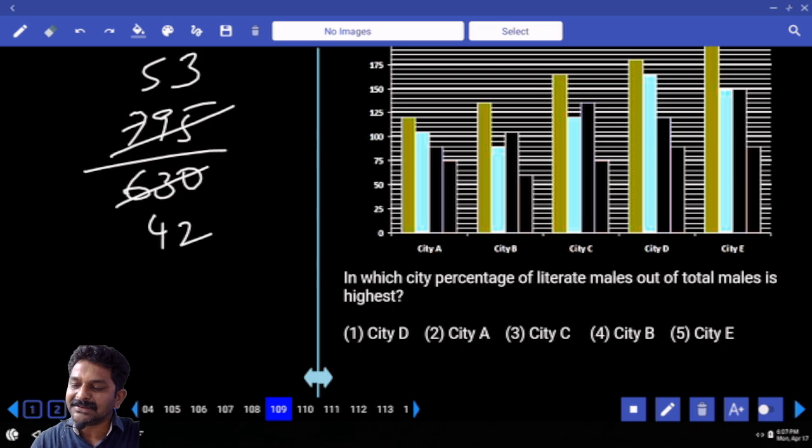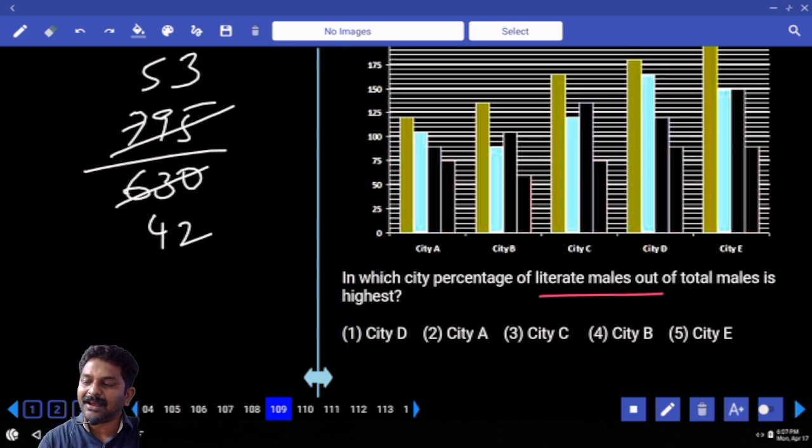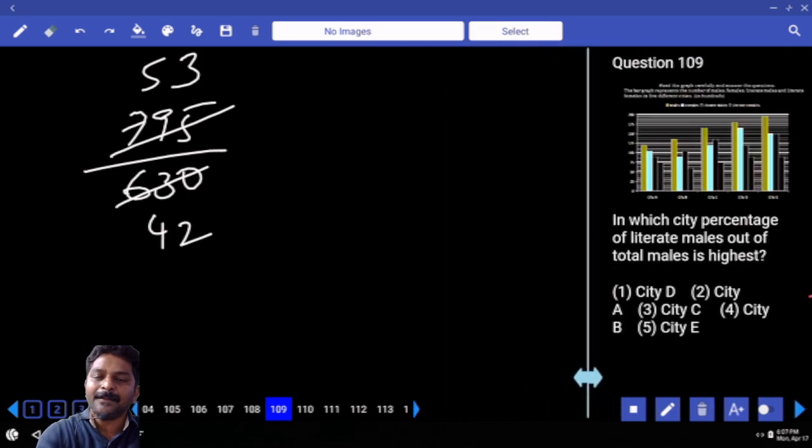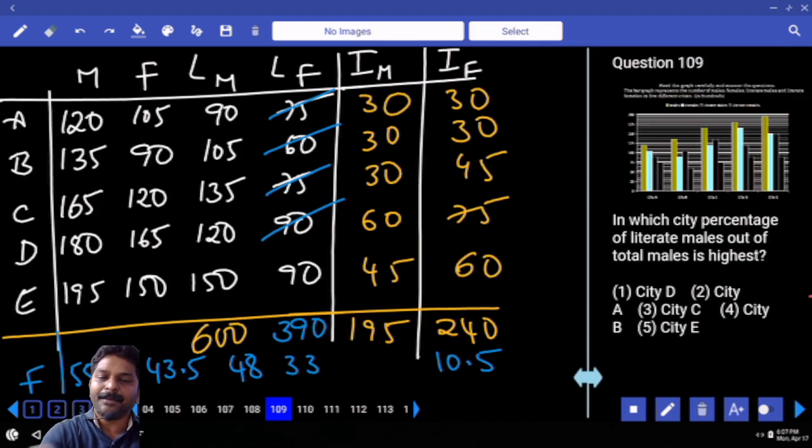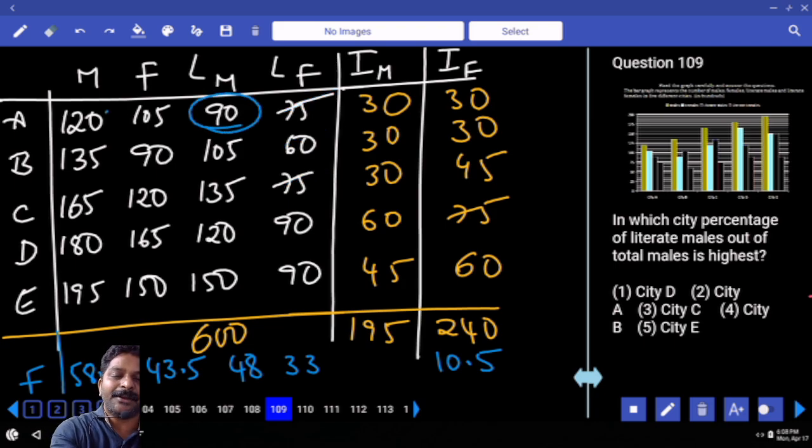In which city is the percentage of literate male out of total male highest? Percentage of literate male should be the highest with respect to total male. So here we need the comparison of literate male. 90 with respect to 120. So half and half, right? Half and half, 75%. Do you want highest or least? So wherever it is highest, we can consider. What is the difference here?